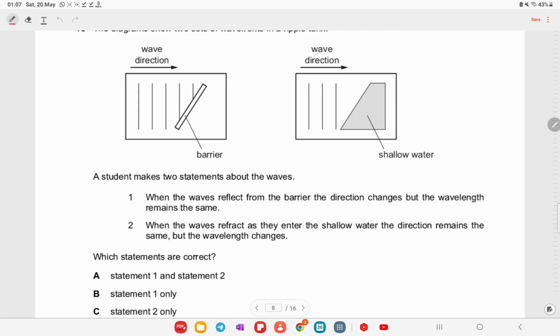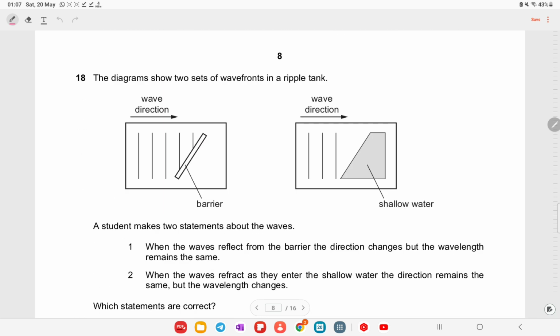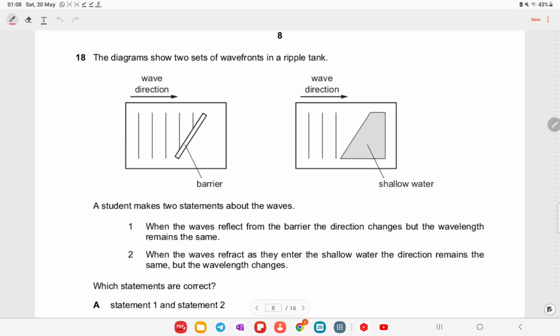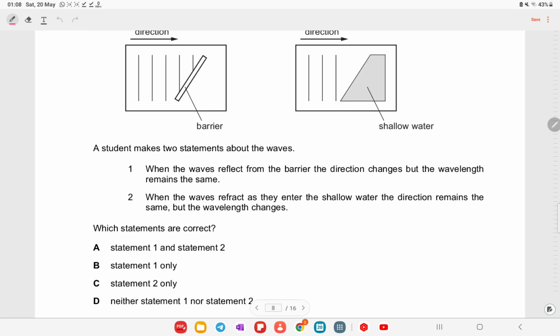Moving to the next question. The diagram shows two sets of wavefronts in a ripple tank, with wave direction, and a student makes two statements about the waves. When the waves reflect from the barrier, the direction changes but the wavelength remains the same. Which statements are correct? When the waves refract as they enter the shallow water, the direction remains the same.